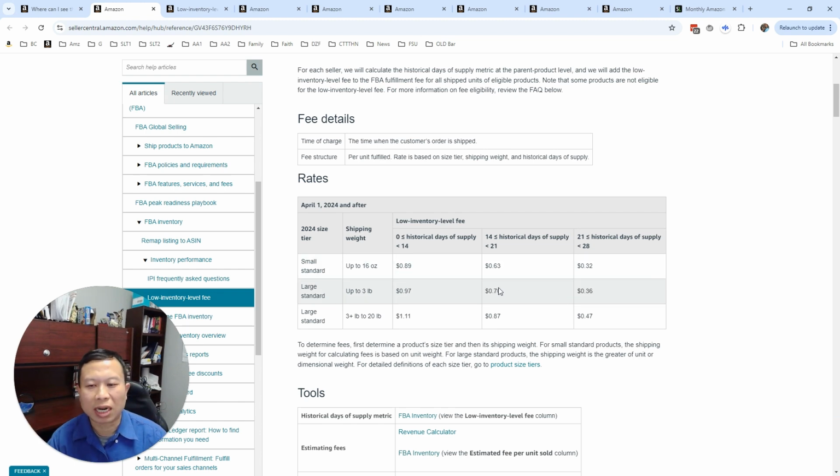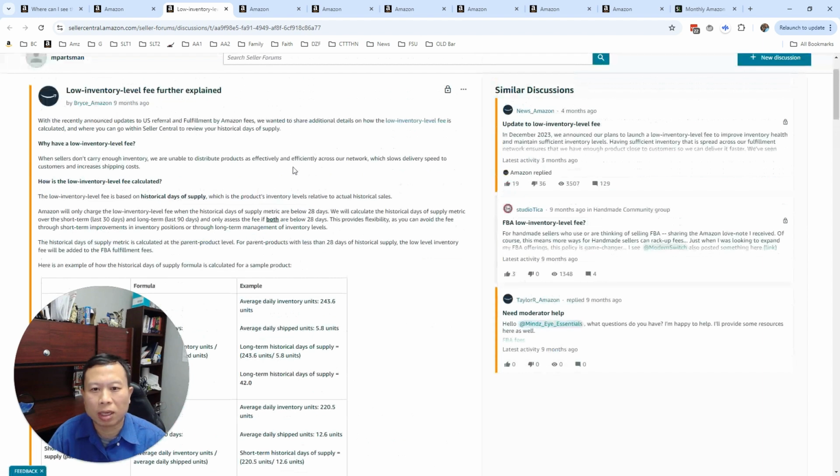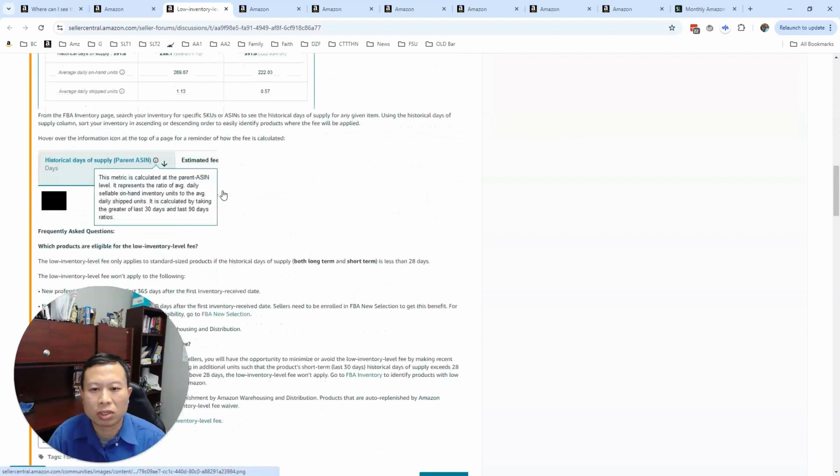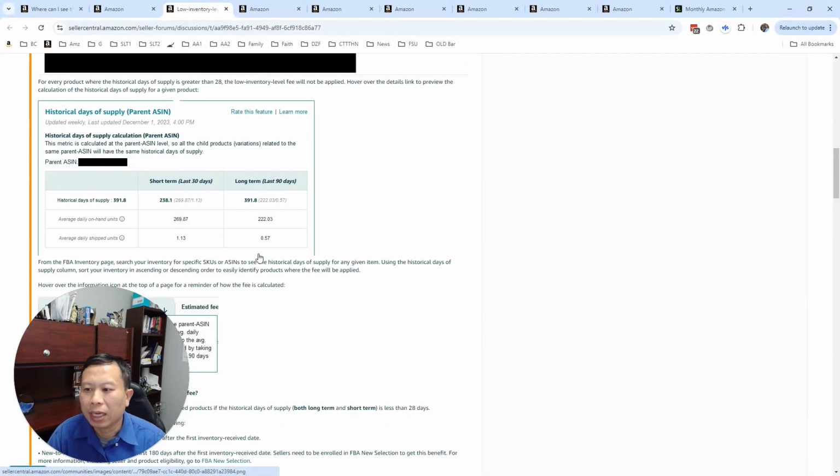Their logic is that they want you to stay in stock, or else they'll charge you. On the flip side, if you stock too much, they'll charge you long-term storage. So you have to walk this tightrope. And here you can look at the low inventory level explained, which gives a little more detail on how they charge and all that.